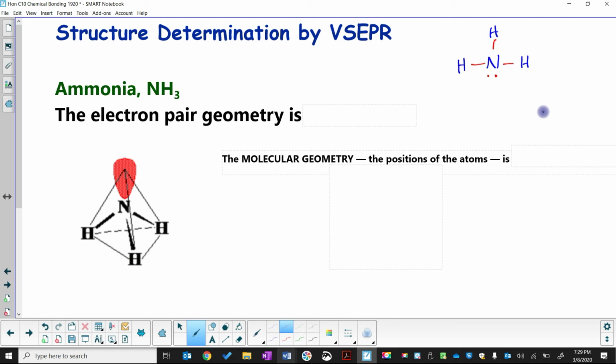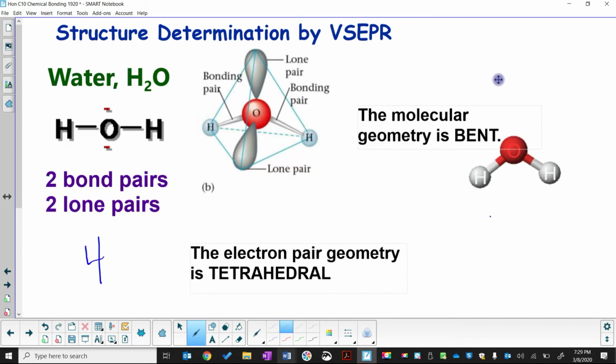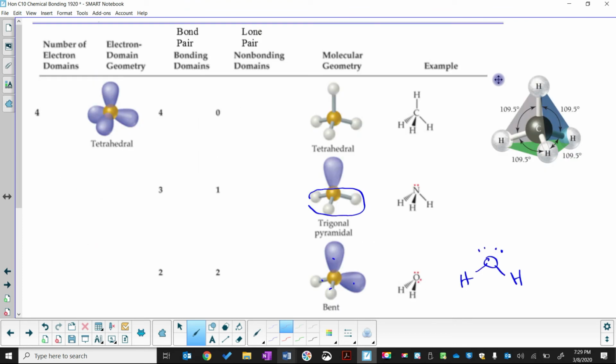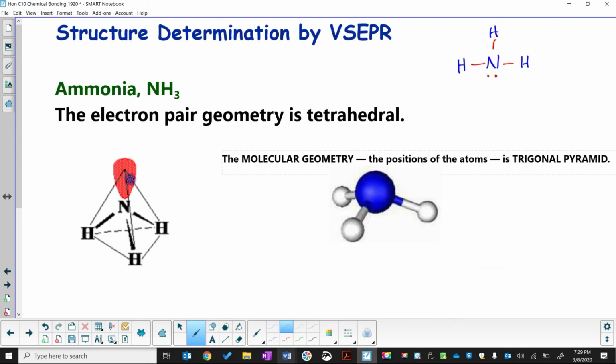Looking at the Lewis structure for ammonia, we see that there are four electron domains. So the electron pair geometry is tetrahedral. Three bonds and one lone pair. So if we go back to our chart, and you will have to know this chart, if I have three bond pairs and one lone pair, I have a trigonal pyramid. Remember, the electron pair geometry has all of the electron domains. Molecular is just the position of the atoms.